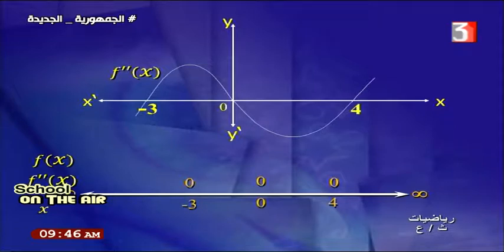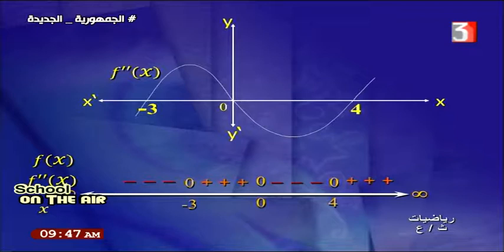Now, what is the sign of f double dash x when x is smaller than -3, or in the open interval from -infinity to -3? From the graph, f double dash x is negative. And in the open interval -3 to 0, f double dash x is positive. In the open interval 0 to 4, f double dash x is negative, and positive in the open interval 4 to infinity.